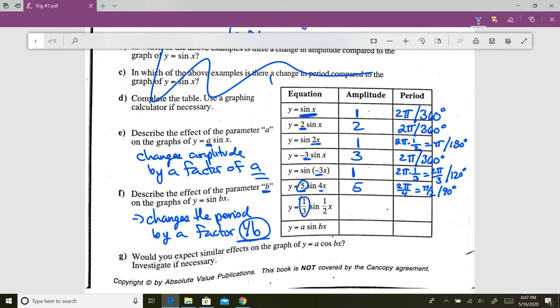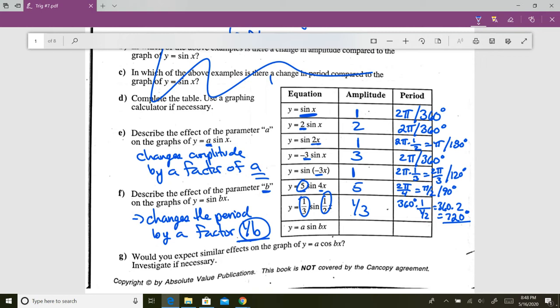Okay, fractions. A value is your amplitude. B value, remember, I'll do it in degrees this time, it's 360 times 1 over the B value, which is 1/2, which is actually 360 times 2, because you flip the denominator, the bottom fraction, so the period is 720 degrees.